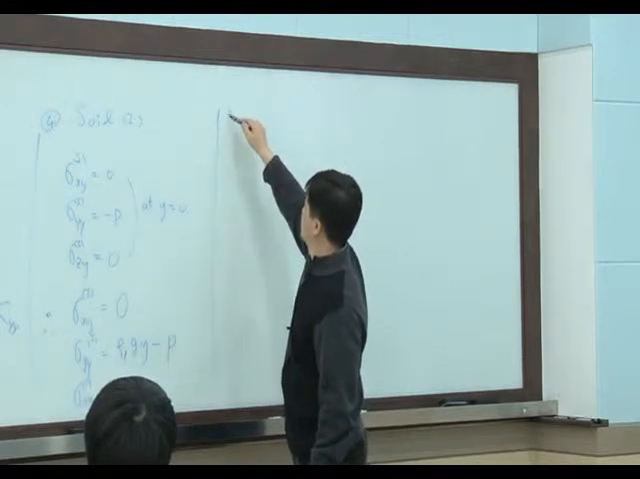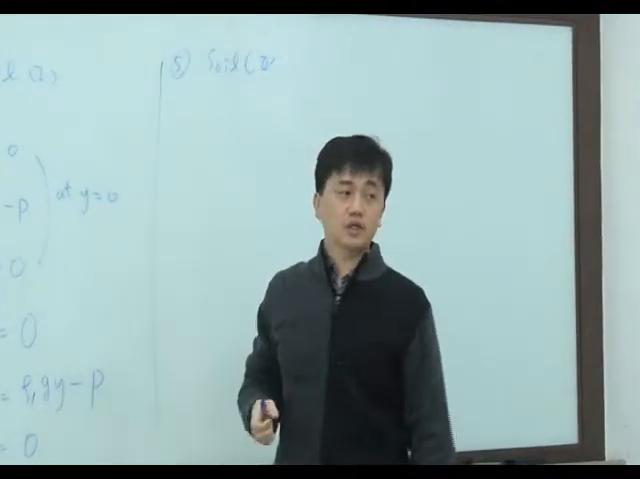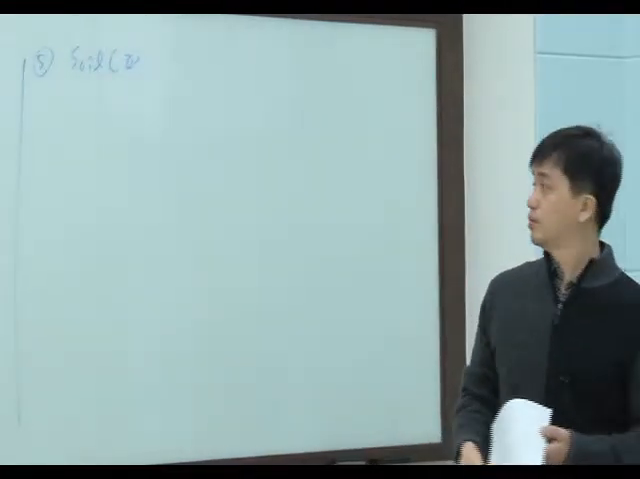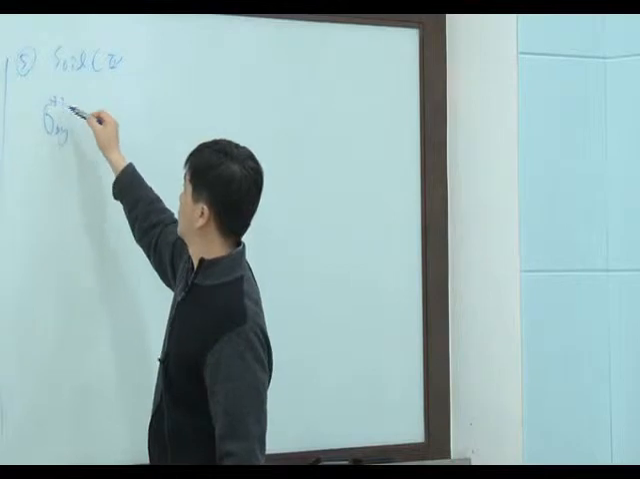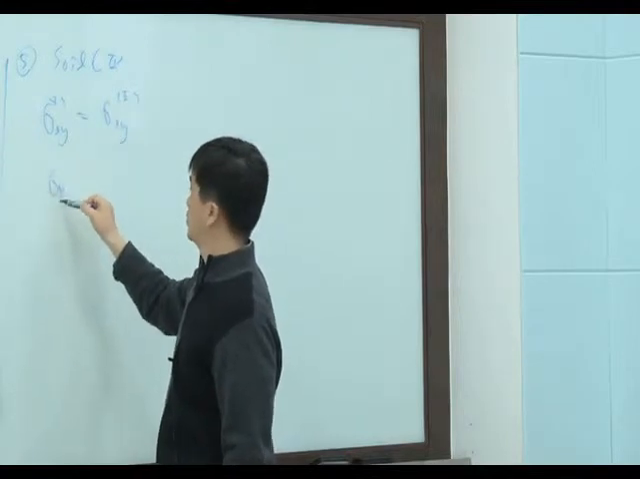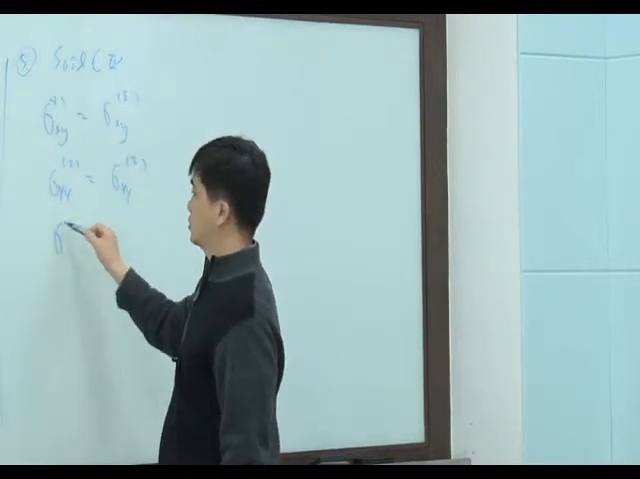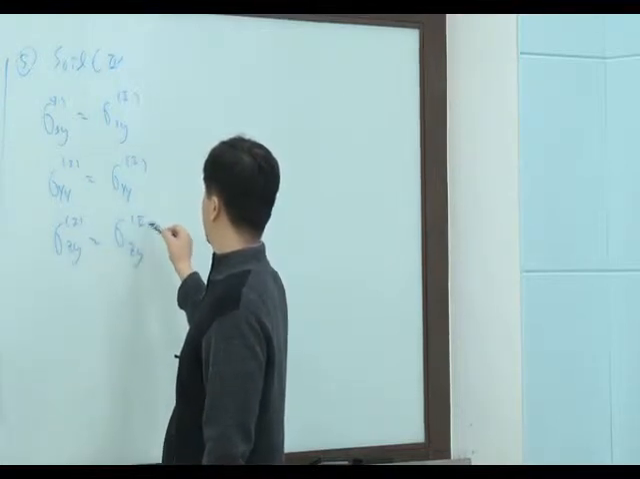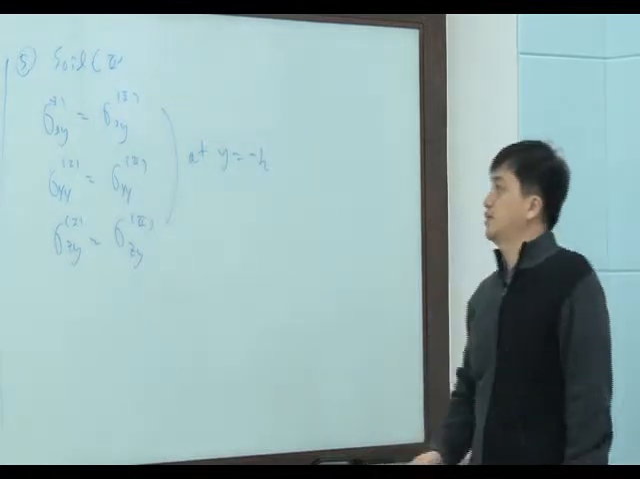Okay, and soil 2. To calculate the stress components of soil 2, we need to use this condition: xy1 equals xy2, yy1 equals yy2, gy1 equals gy2, at y equals minus h.